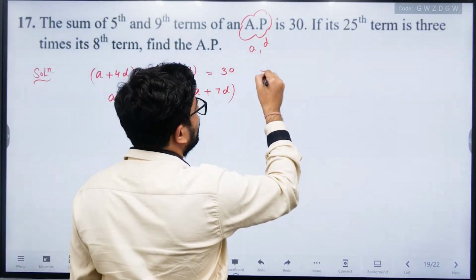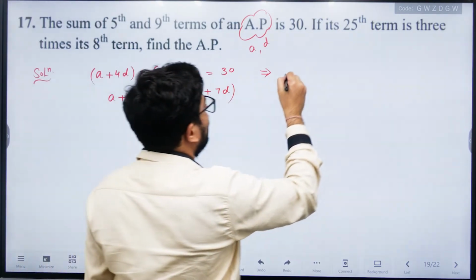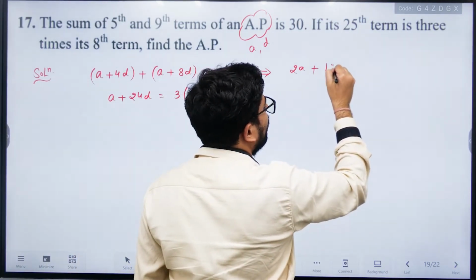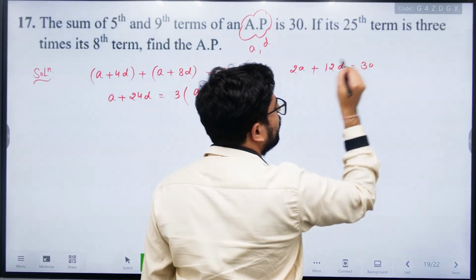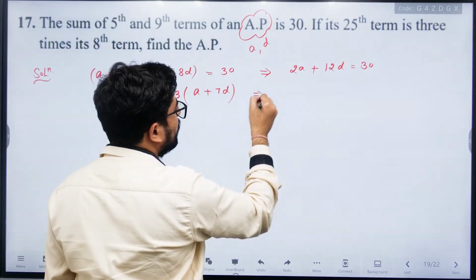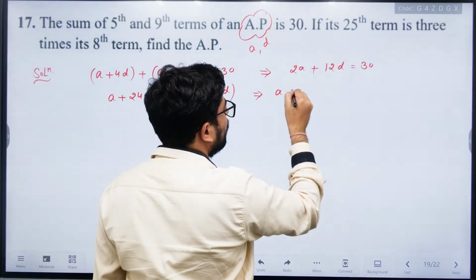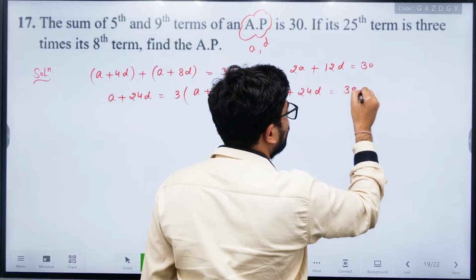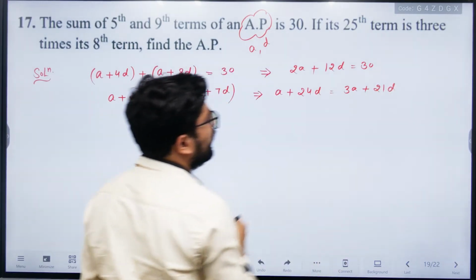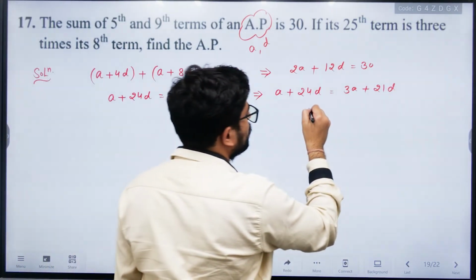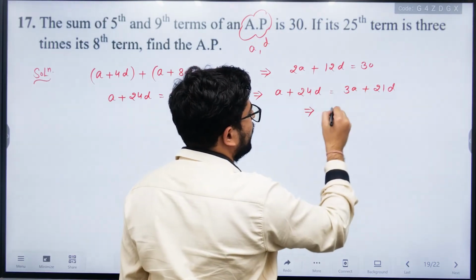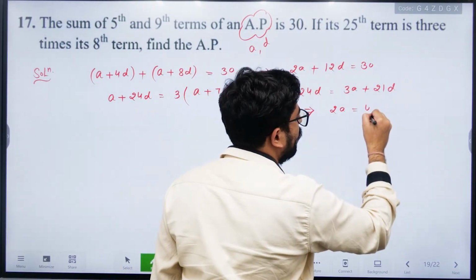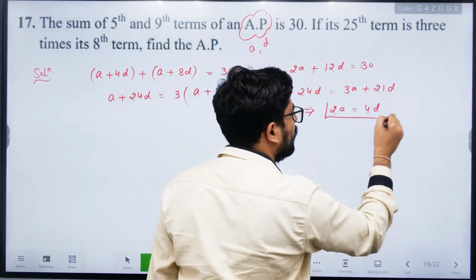So from here you can say A plus A, 2A, plus 4D plus 8D, 12D is equal to 30. And from here you can conclude A plus 24D is equal to 3A plus 21D. If you simplify, you can take A to that side, so you will get 2A is equal to 21D minus 24D on the left hand side, that is 3D.